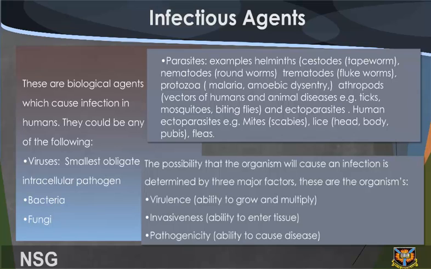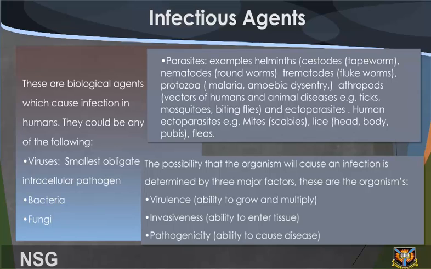Arthropods, vectors of human and animal diseases, e.g., ticks, mosquitoes, biting flies, and ectoparasites. Human ectoparasites, e.g., mites (scabies), lice (head, body, pubis), fleas.